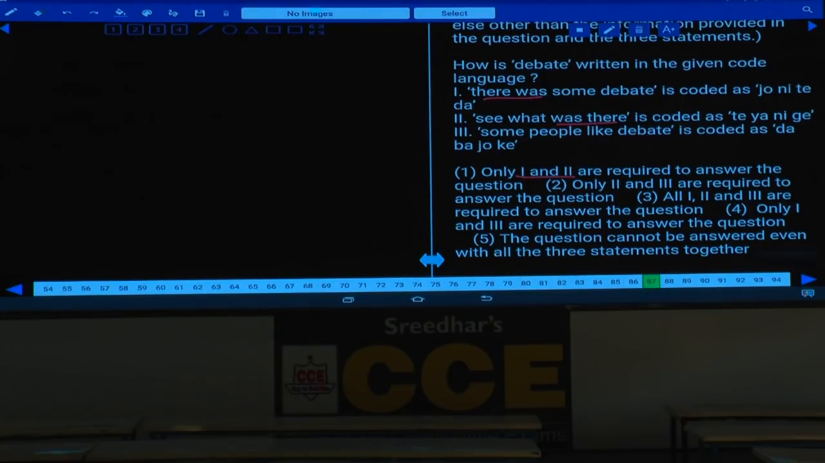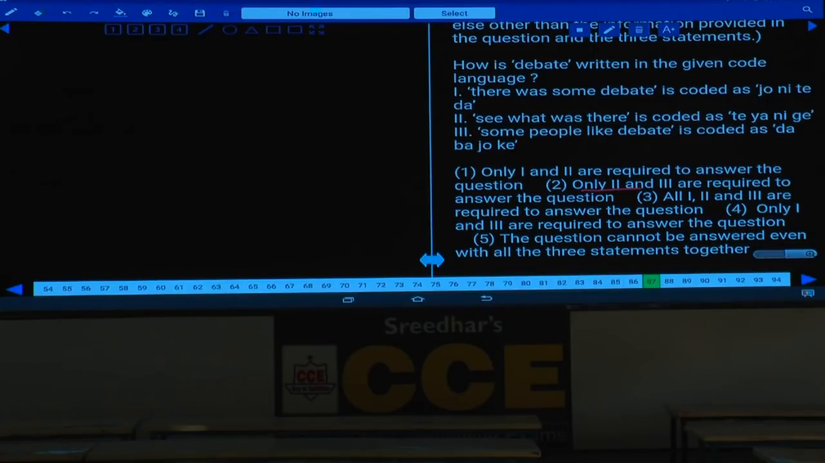And the code for debate cannot be identified, because sum and debate are the 2 words left over, and 2 codes will be left over. The code for debate cannot be identified by combining 1 and 2. Are you following this one or not? Then coming to condition number 2, only 2 and 3. If you combine 2 and 3 and see what was there, and some people like debate, is there any word which is common between these 2? No word is common. Hence, by combining these 2 also, we cannot determine the answer.